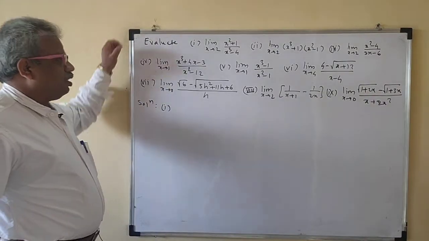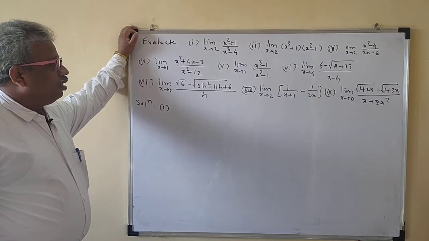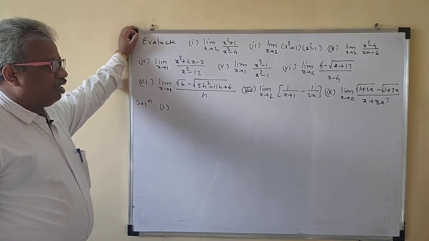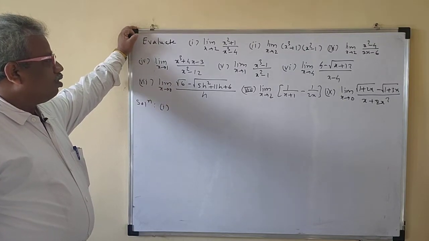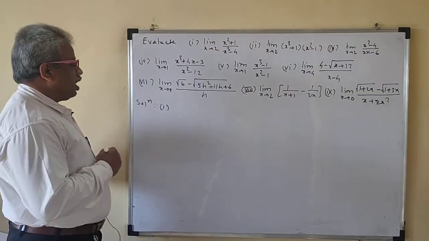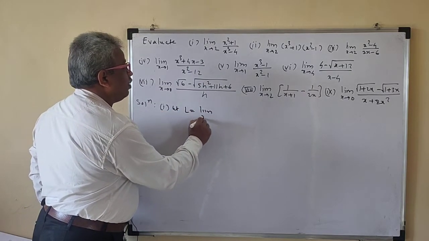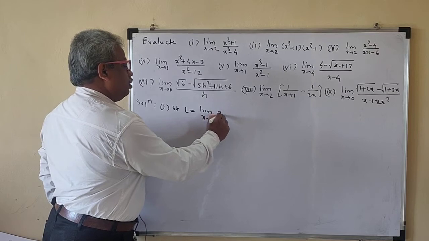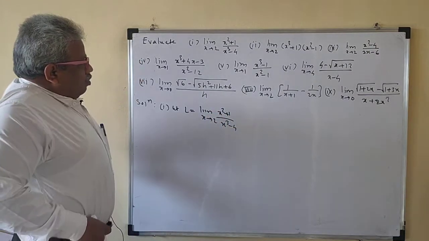So we have seen the theoretical part of the limit. Now we'll see the application of those theorems and we will solve some problems on the limit. The first problem: let L equal limit x tends to 2 of (x square plus 1) upon (x cube minus 4).